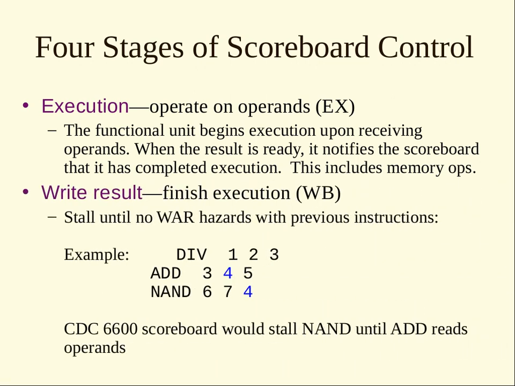Excuse me, and the write result: when finished execution, stall until no WAR hazards with previous instructions. All right, the scoreboard used in the 6600 would stall pretty much on any WAR, although you could hook up forwarding similar to what we did last time.